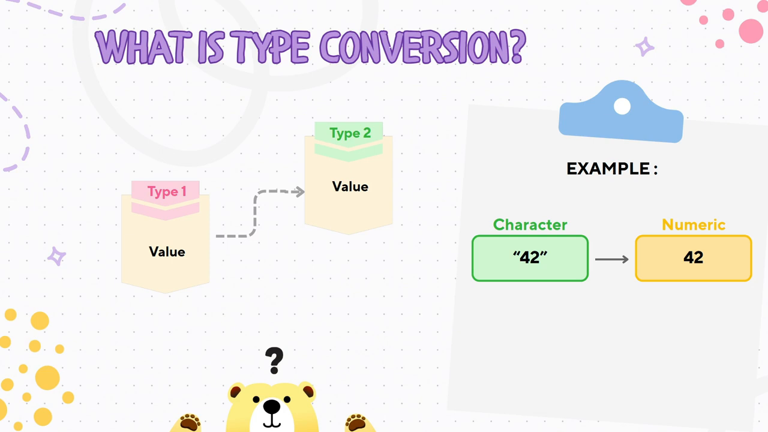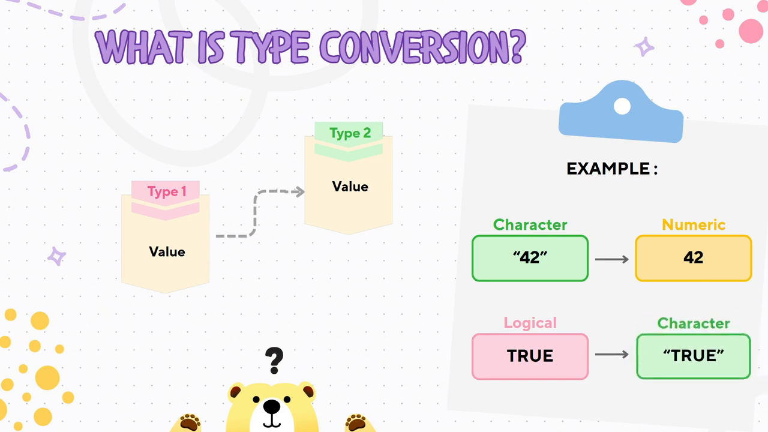Another example can be converting logical values like true into a character string like "true". Since it is wrapped inside these quotes, it is a character string. Now, R gives us built-in functions to do this very easily, and by the end of this episode, you'll know exactly how and when to use them.